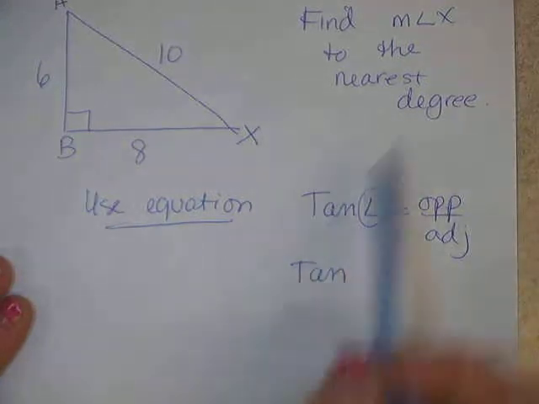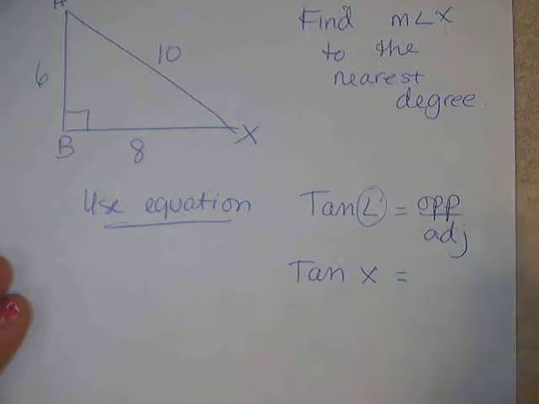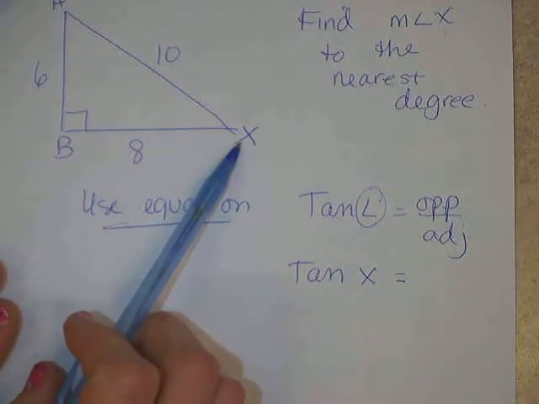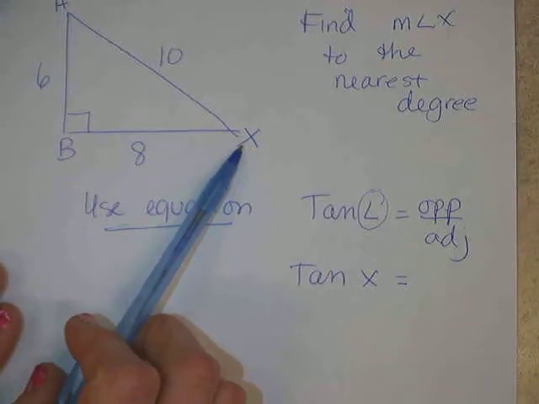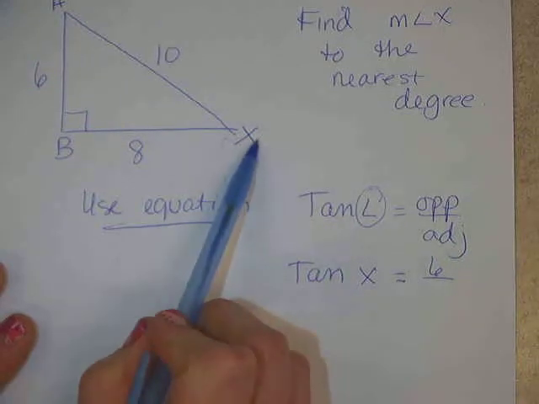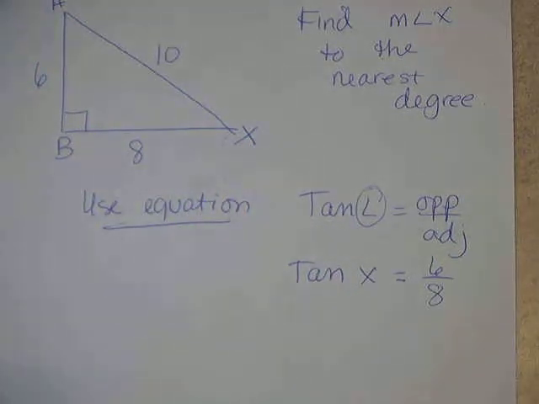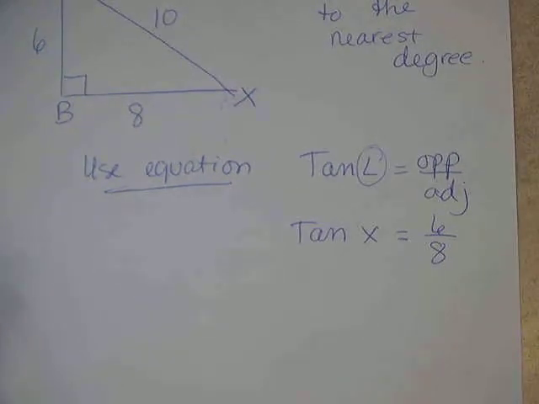So you would say the tangent of x, which is the angle we're trying to find, equals, then we're going to set up our ratio. What is our opposite? 6. Yep, 6. And our adjacent is 8. Is that the answer? Nope, because we're solving for x.